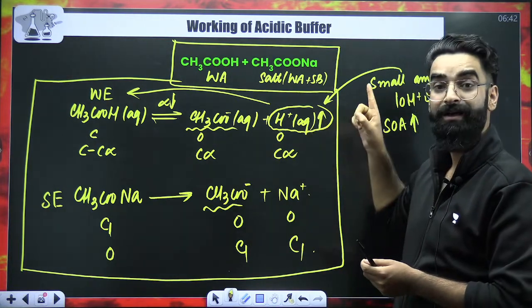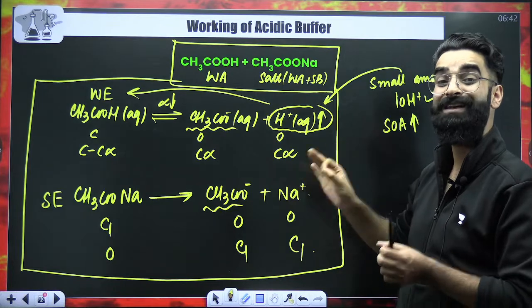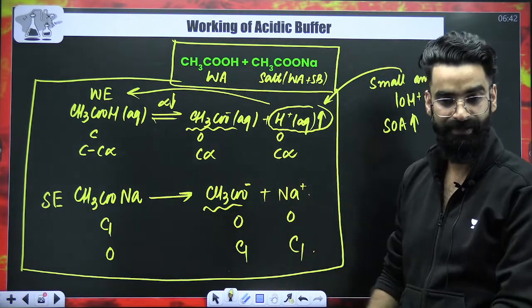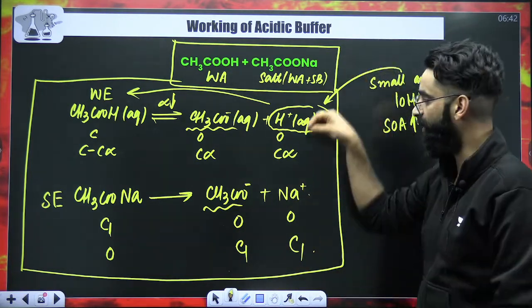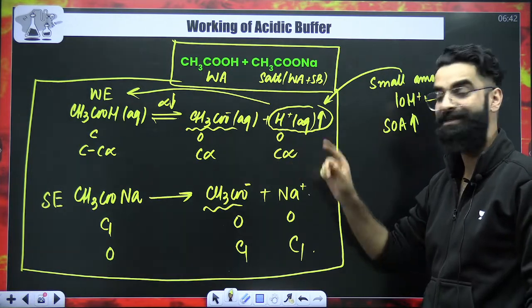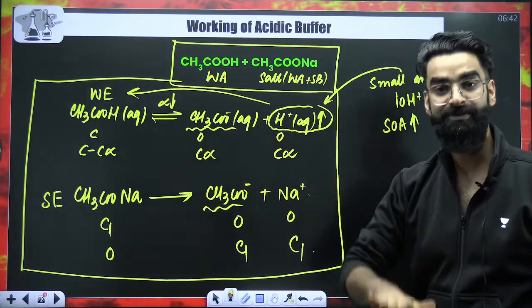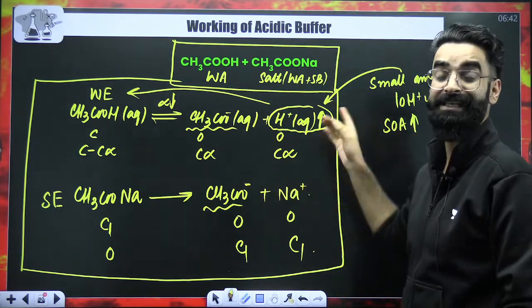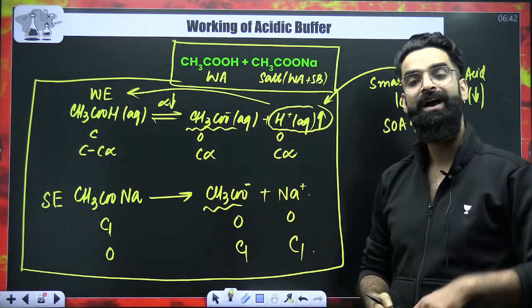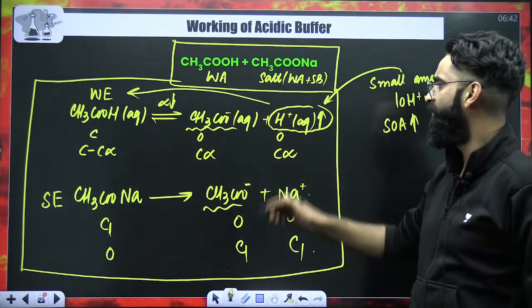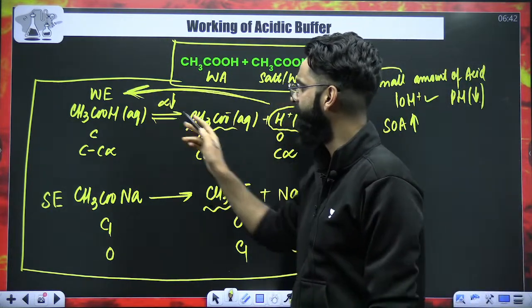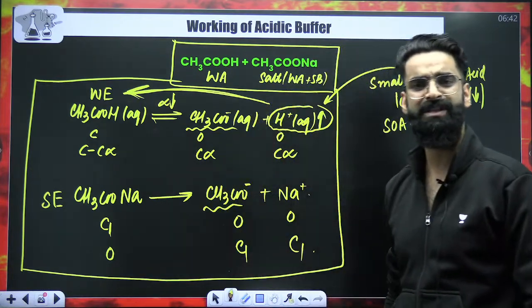Equilibrium will shift in such a direction which will nullify the effect of change. I hope you remember that. Since you are adding a small amount of acid into it, this equilibrium will shift in such a direction in which the concentration of H positive will decrease. You are adding H positives, but equilibrium will try to decrease the H positives. How will equilibrium try to decrease the H positives? It will make the reaction move in the backward direction. It is further making sure the reaction moves in the backward direction.